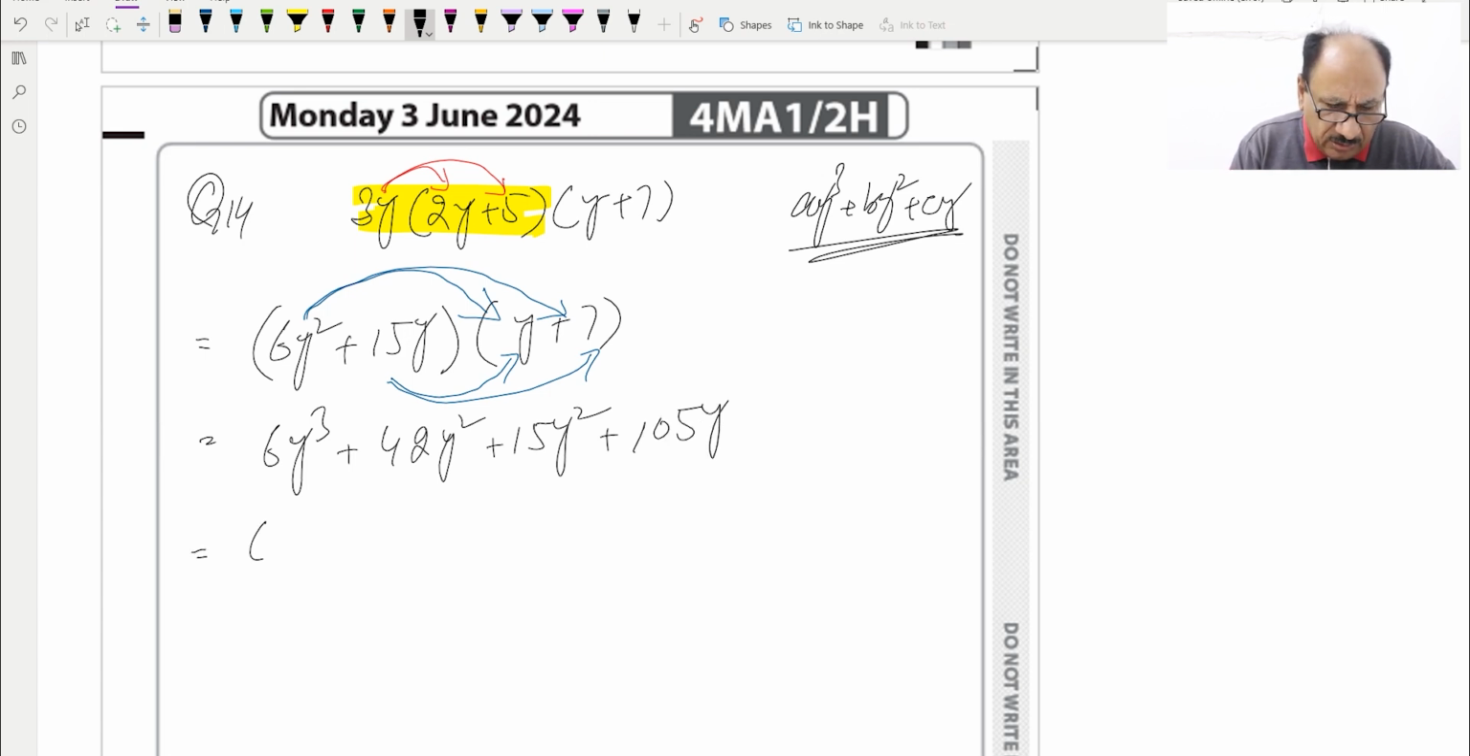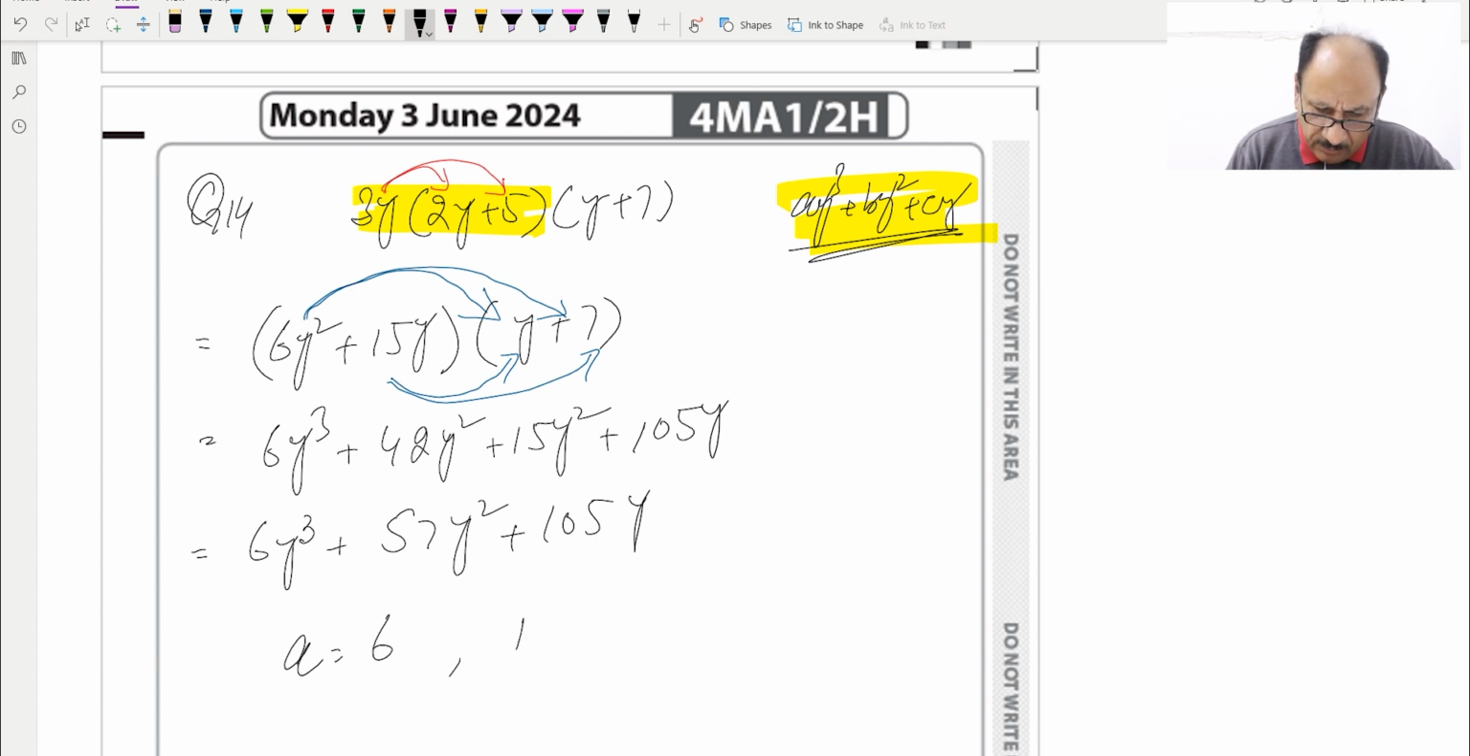And now adding the like terms will give us 6y cube, and plus this will be 42 plus 15, which is 57, so 57y square, and plus this will be 105y. And if we compare with this equation, a is the coefficient of y cube, so a value is 6, b value is the coefficient of y square, which is 57, and c value is the coefficient of y, which is 105.